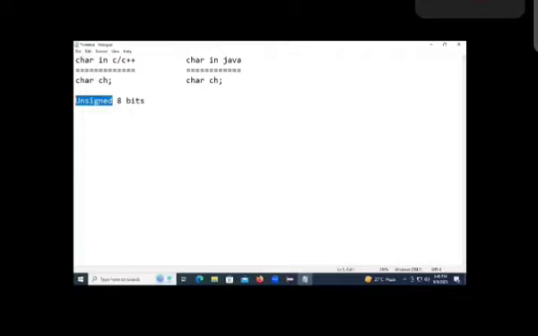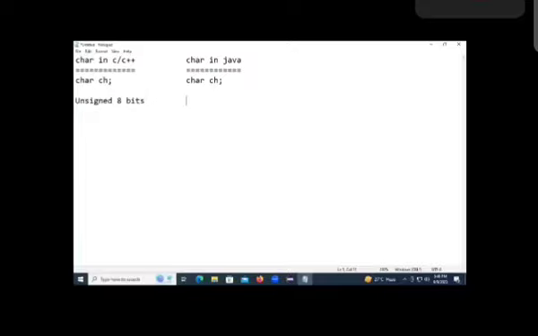Byte allocates 8 bits of memory. Byte is what? Signed 8 bits. Signed. That's why we have minus 128 to plus 127, because that is signed. Signed will have both negative and positive. When you say unsigned, it will have only positive. So unsigned 8 bits.